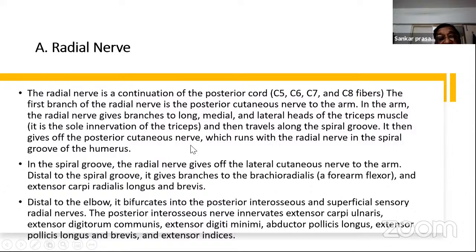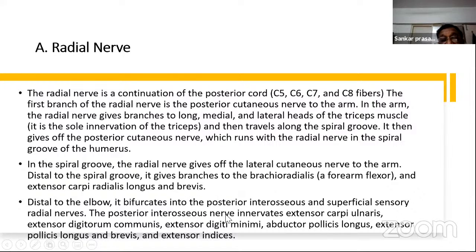It then gives off the posterior cutaneous nerve, which runs with the radial nerve in the spiral groove of the humerus. In the spiral groove, the radial nerve gives off the lateral cutaneous nerve to the arm. Distal to the spiral groove, it gives branches to the brachioradialis, a forearm flexor, extensor carpi radialis longus and brevis, and the muscles which we have read.